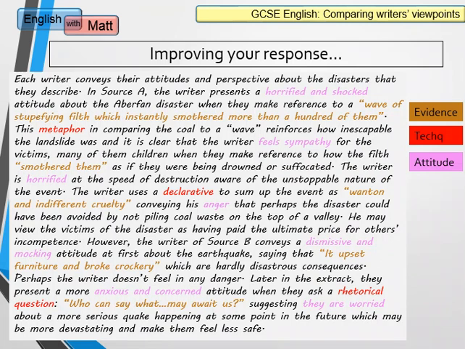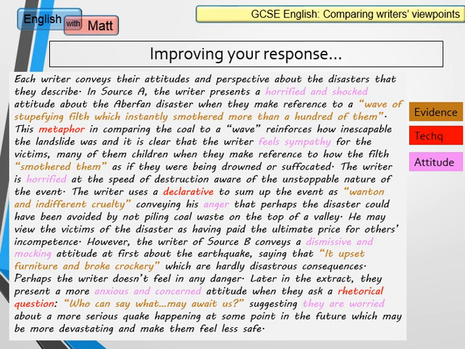So this is what a more developed response looked like, as you can see, longer. And what I've done is I've also colour-coded some of the components of the mark scheme, evidence, techniques and attitudes, to show you how it all fits together. So this student says each writer conveys their attitudes and perspectives about the disasters that they describe. In source A, the writer presents a horrified and shocked attitude about the Aberfan disaster, when they make reference to a wave of stupefying filth which instantly smothered more than 100 of them.